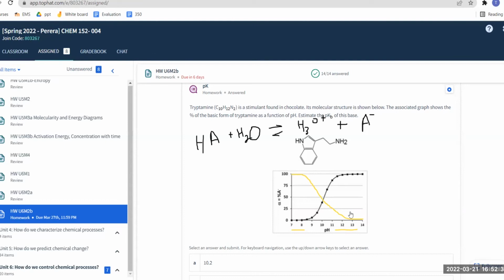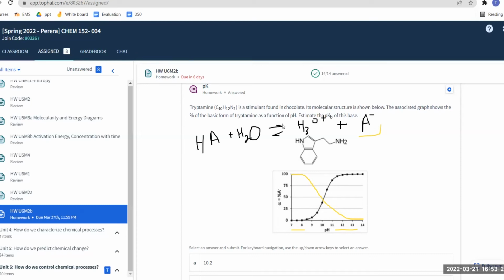So the HA concentration goes down, and the A minus concentration goes up. Are you okay with that? Yes. Increasing pH means I'm decreasing H3O plus concentration. When you decrease H3O plus, you are decreasing the product, and decreasing the product should produce more and more conjugate base. Yes. That's how we read this graph.